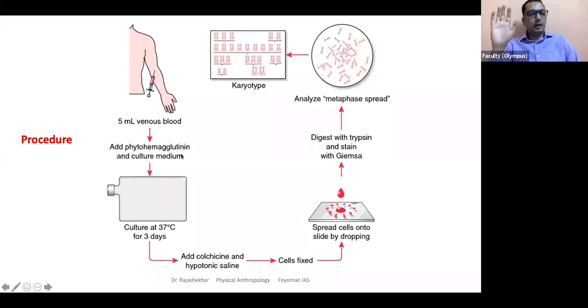phytohemagglutinin. You don't have to memorize the names. You can simply write that they add a chemical to the cells to stimulate the cell division process. It is kind of forcing them to divide. Why? Because when they divide, we'll get enough options. Phytohemagglutinin is the name of such a substance, extracted usually from plants, which when added to the cells and when you allow the cells to grow, results in the cell division process. So cells start to divide.